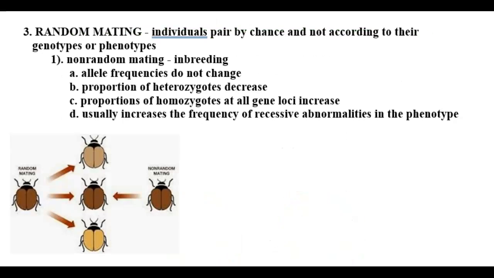The next assumption that we're going to make is no non-random mating, so random mating. So individuals have to pair by chance, not according to their genotypes or their phenotypes, so they can't have any type of preference. And we're going to look at some violations of that. Before we do it, let's look at this example right here. Random mating, totally no choice, there's no preference. For example, sometimes they have male trees and female trees. So if the male tree, the pollen is released.